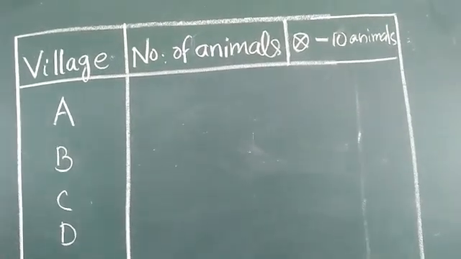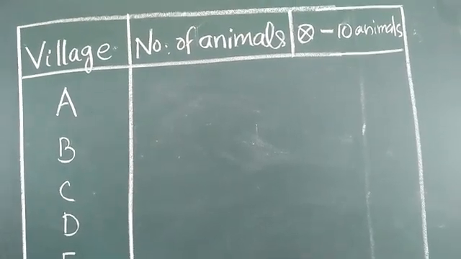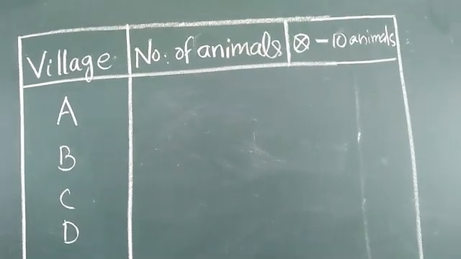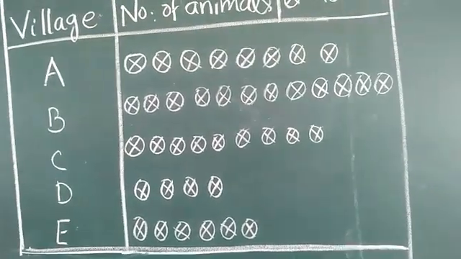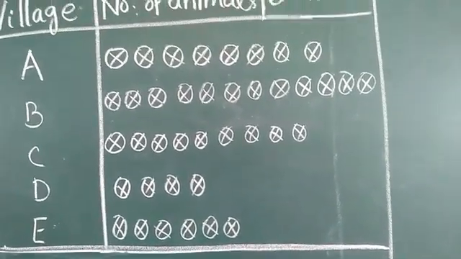80, how will you divide by 10? How many pictures should we use there? 80 divided by 10 is 8. So we should use 8 pictures there. Here it is easy to draw because every number of animals here is a multiple of 10.